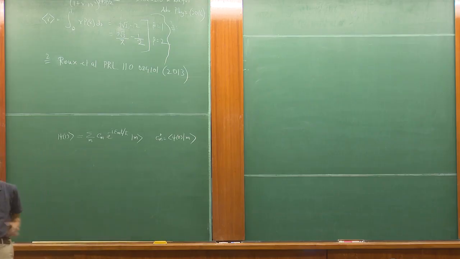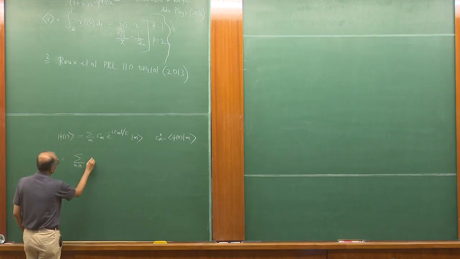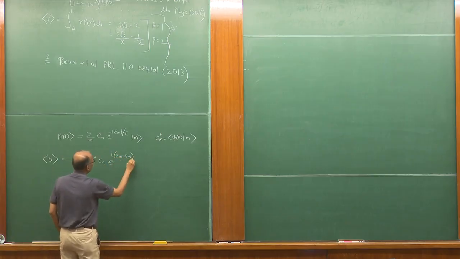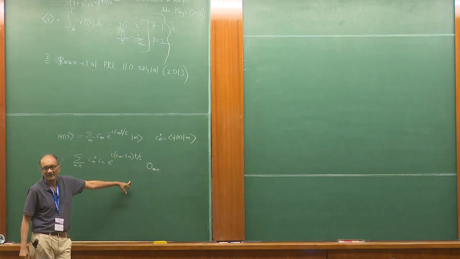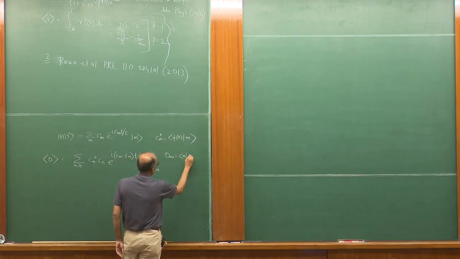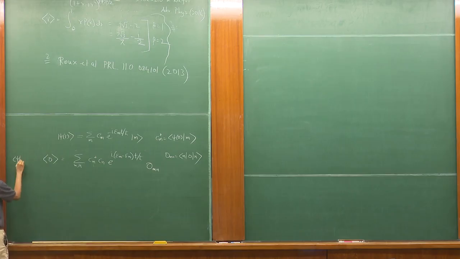Knowing this, it's simple to take the expectation value of any operator O, and this would be, of course, the summation over m and n of C_m star C_n e to the power i epsilon_m minus epsilon_n, and then O_mn, where O_mn is the matrix element of O between the eigenstates m and n. This is the expectation of psi of t, O, psi of t. This is a time dependent object.